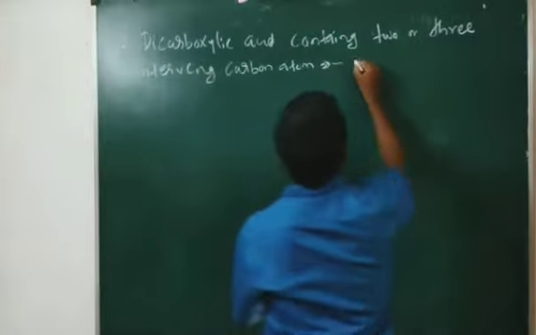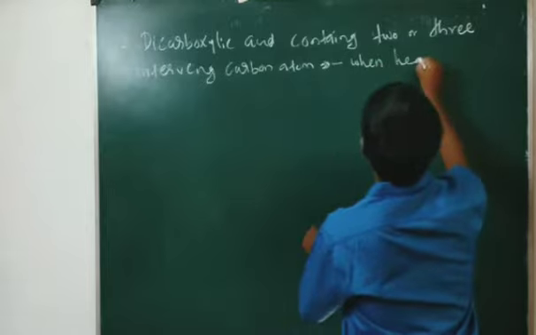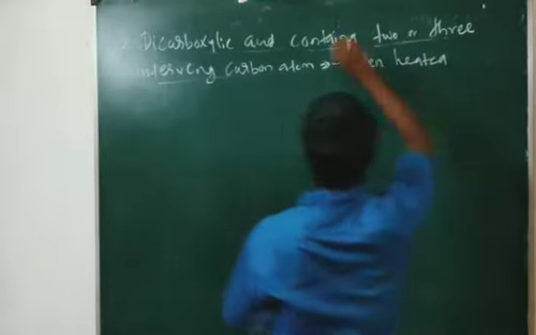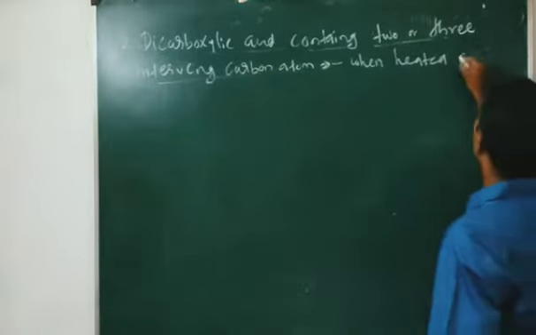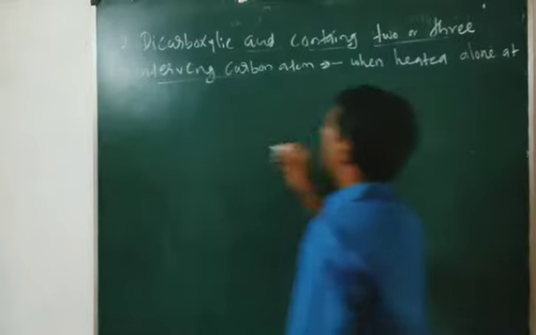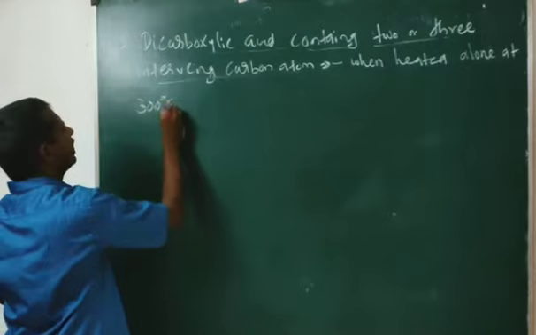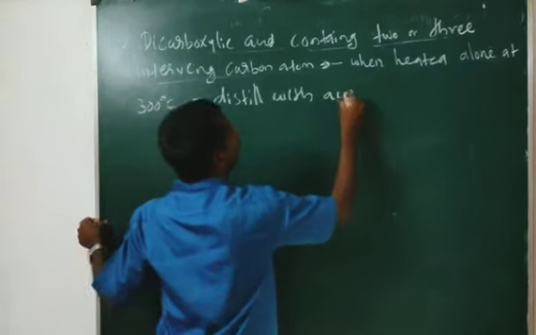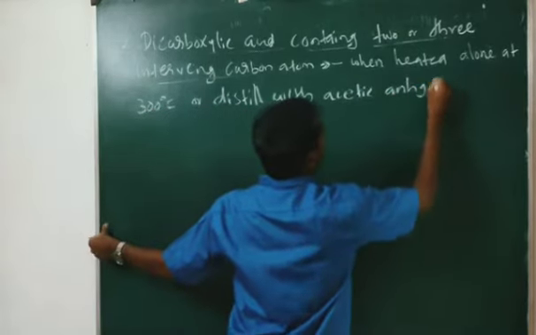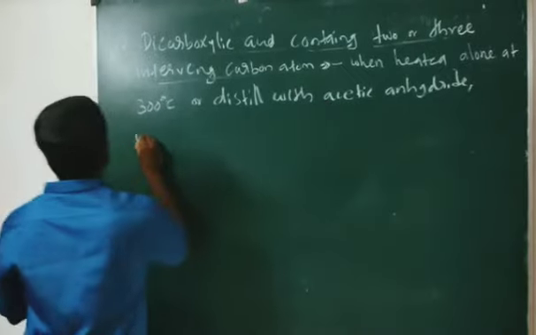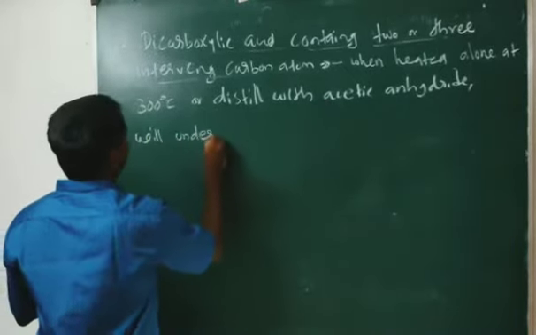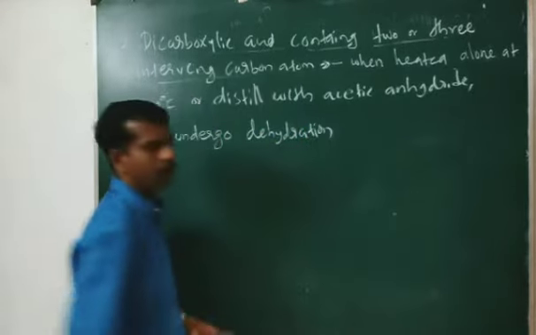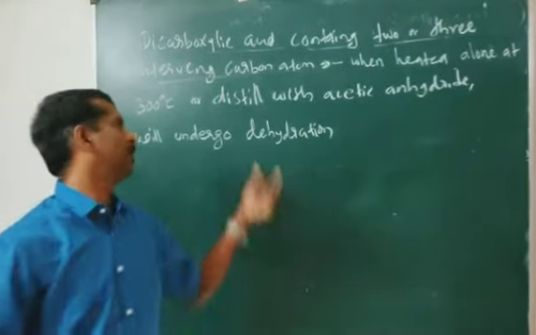So what will happen on heating? This is the second case, dicarboxylic acid containing 2 or 3 intervening carbon atoms. That type of dicarboxylic acid, when heated alone at 300 degrees Celsius or distilled with acetic anhydride, will undergo dehydration. That means it will undergo elimination of water molecule. That is what is called dehydration.